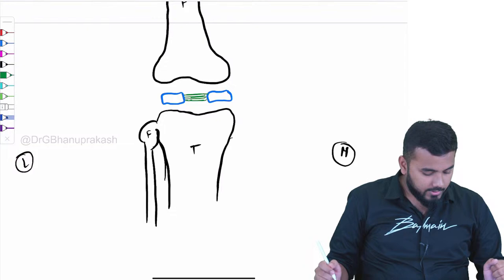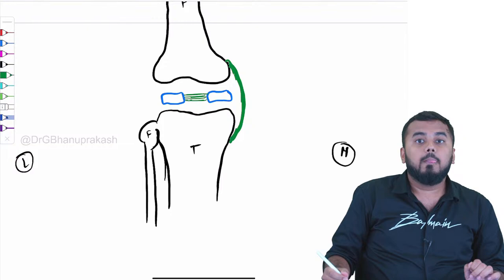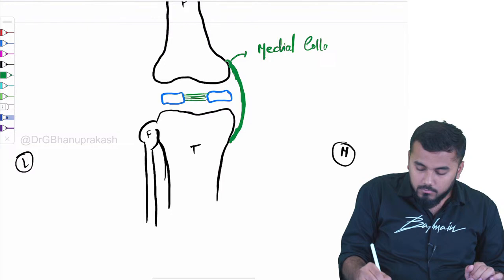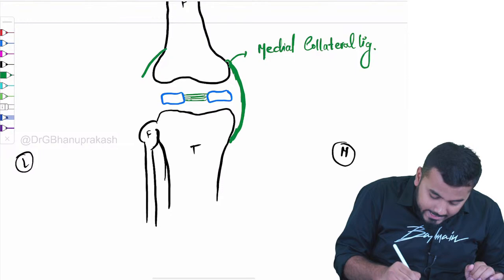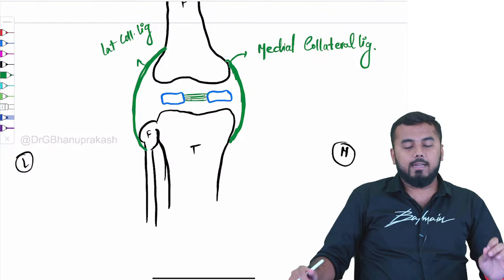Now, what should I do? I should attach something there. Now, what will I attach? Look here. On the medial side, I'm attaching something like this. This is called the medial collateral ligament. In the same way, on the lateral side also, I'm attaching something like this. This is called the lateral collateral ligament. Excellent. Sriharika, Dr. Bendick, you're perfect. Medial collateral and lateral collateral ligament.